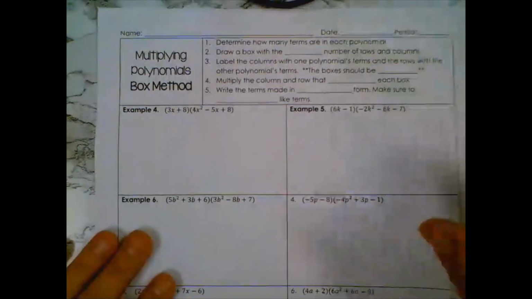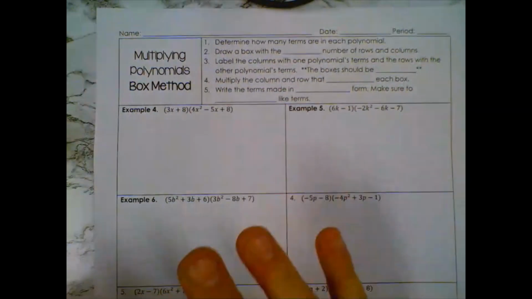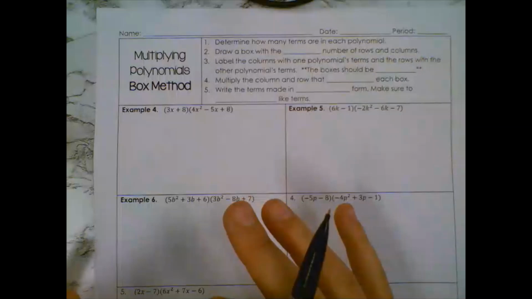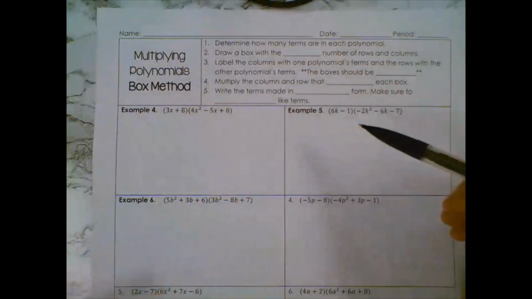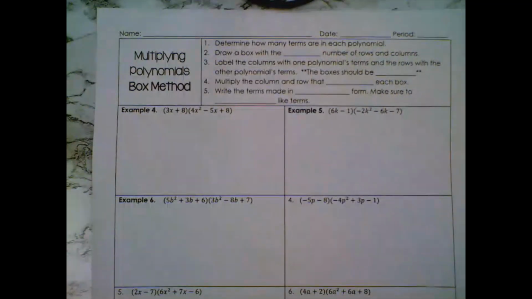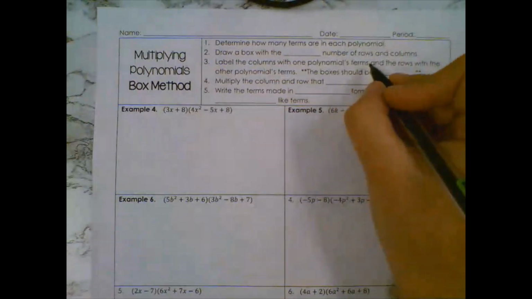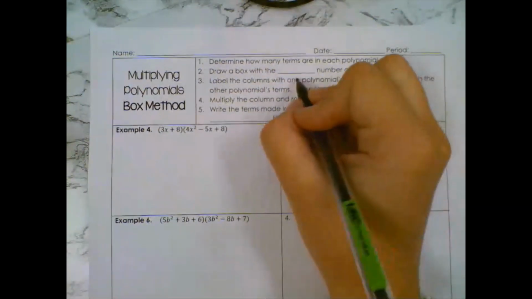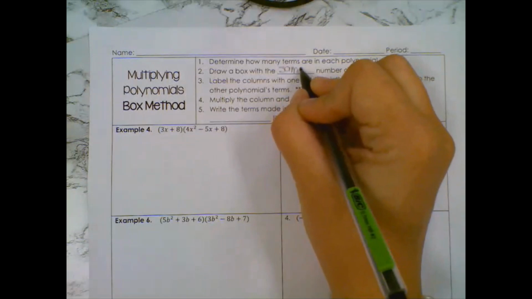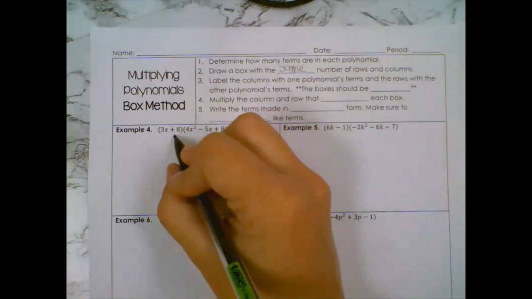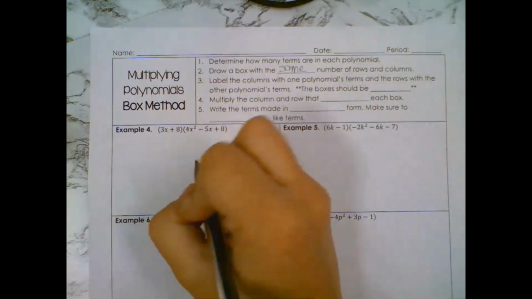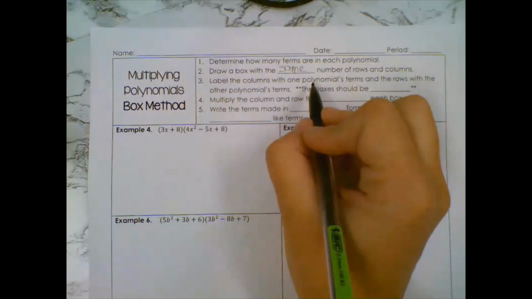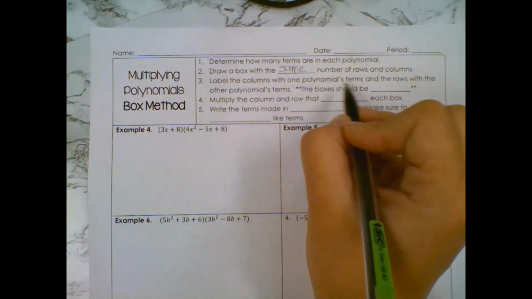So what we're going to look at next, box method, okay? And this is where box method is amazing because that was a lot visually. So here, this helps keep all our stuff organized. So first we're going to determine how many terms are in each polynomial. Draw a box with the same number of columns and rows as the polynomial. So this one's 2 by 3, so we're going to draw a 2 by 3 box. Label the columns with one polynomial's terms and the rows with the other.